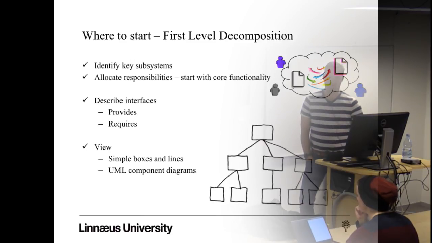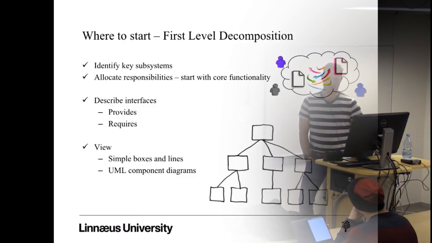Or you can use some fancy UML notation for it. There's no value in the notation besides that you don't need to discuss what that box and what that arrow means. That's defined by the language. But besides that, boxes and lines are fine.